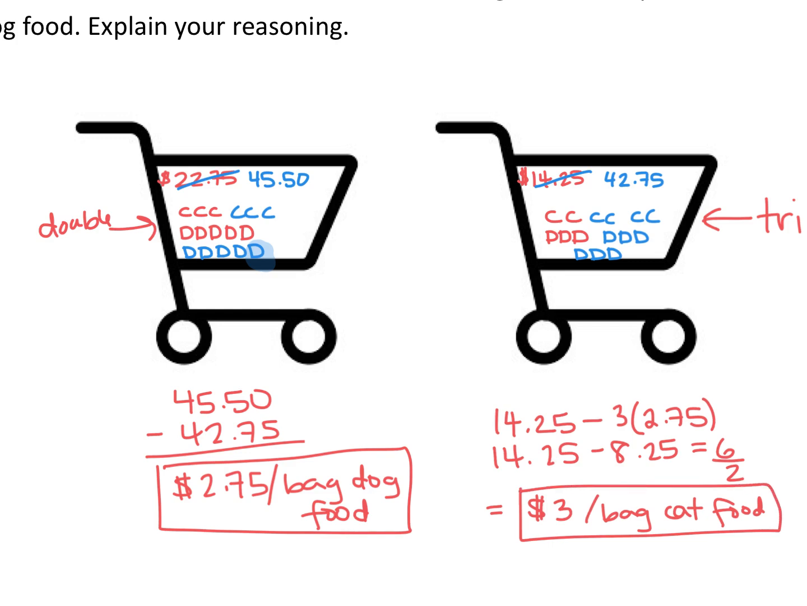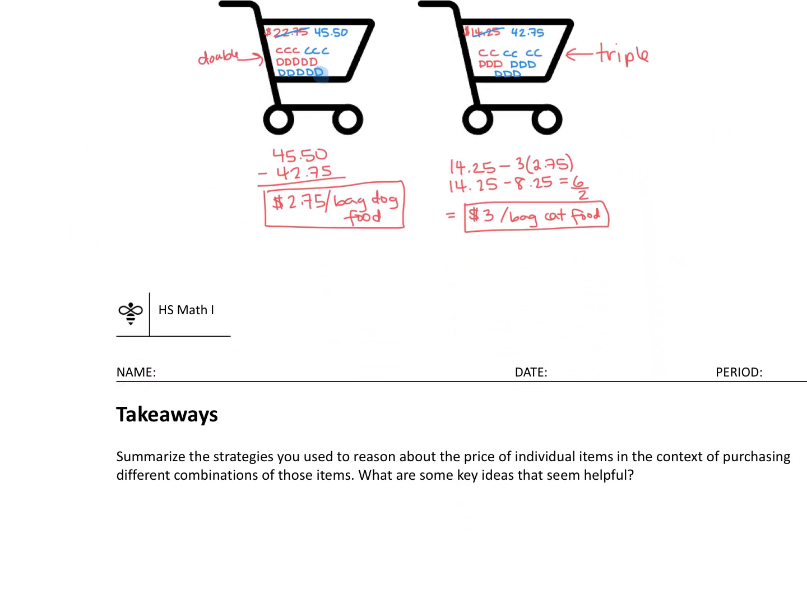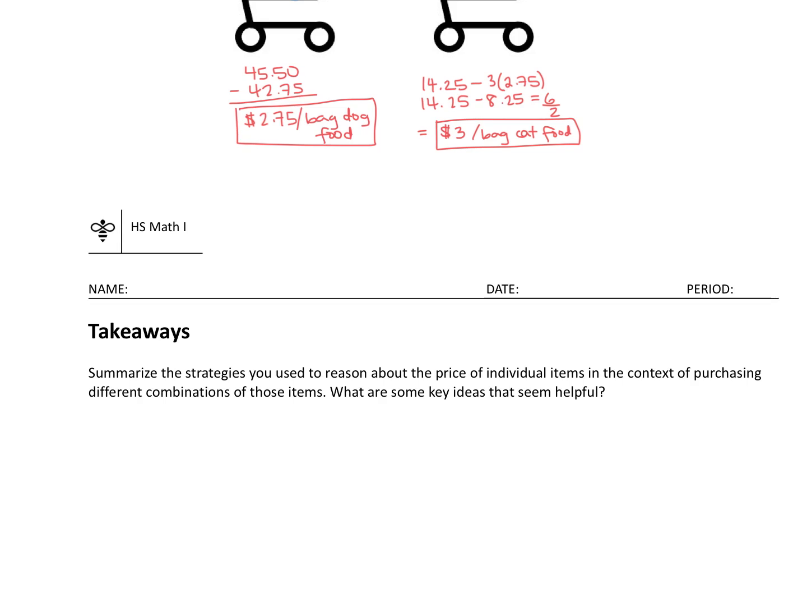All right. Looks like we were able to figure that one out too. Awesome. All right, let's move on to our takeaways. So in the takeaways, it says to summarize the strategies you use to reason about the price of individual items in the context of purchasing different combinations. What are some key ideas that seem to be helpful?